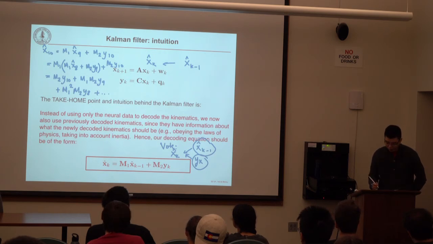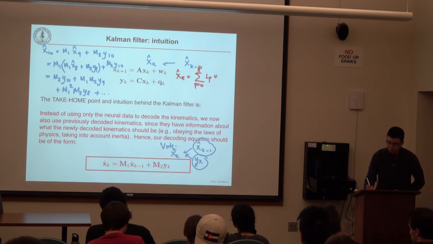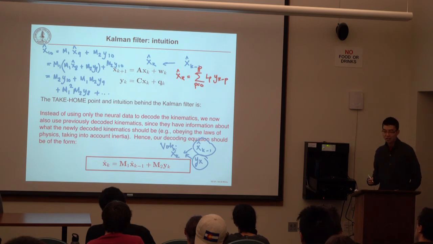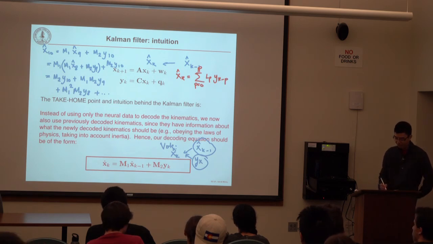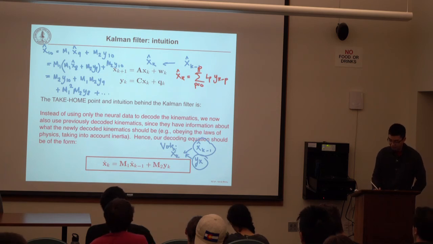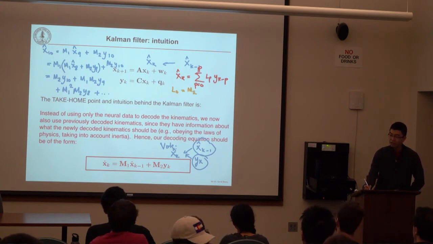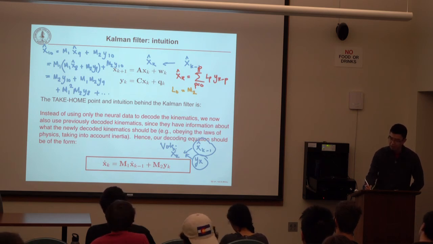But if you guys will recall, we had our Wiener filter equation, right? Which was x hat of k is equal to the sum from p equals 0 to P of L p times y k minus p, right? And so there's a correspondence between this equation right here and this equation. So concretely, L0 would be equal to m2, right? That's for p equals 0. If I plug in p equals 0 here, I just get a yk.